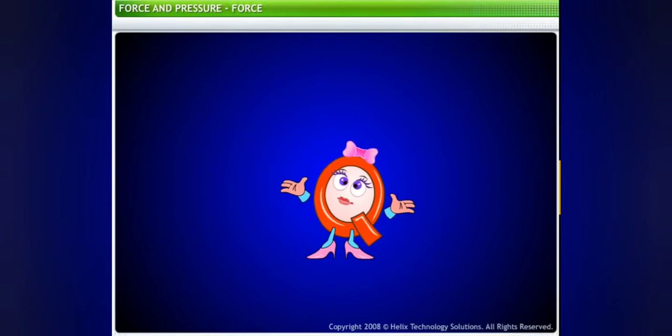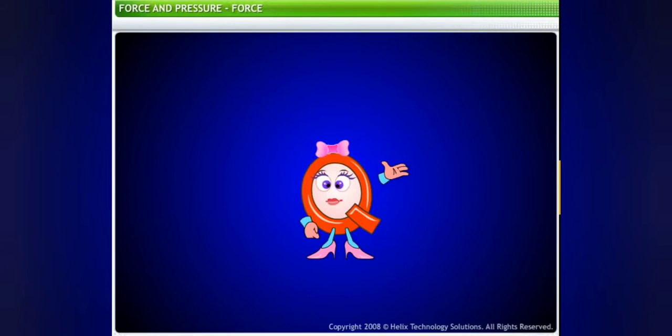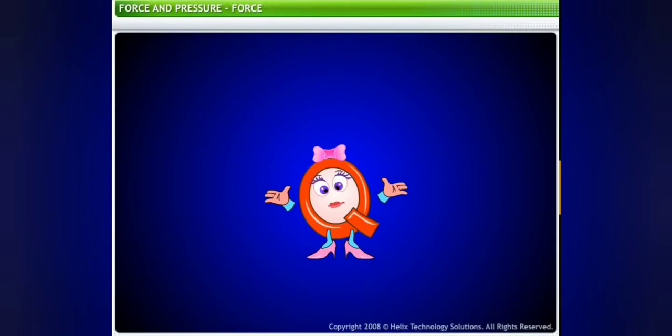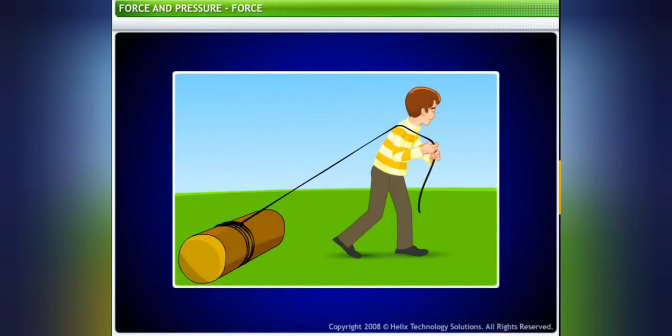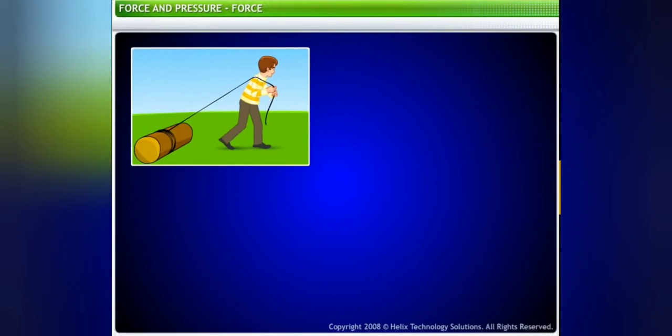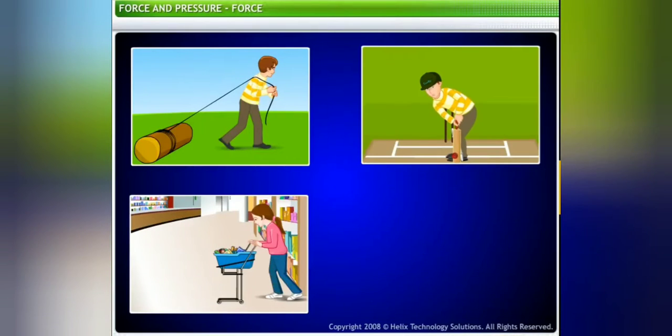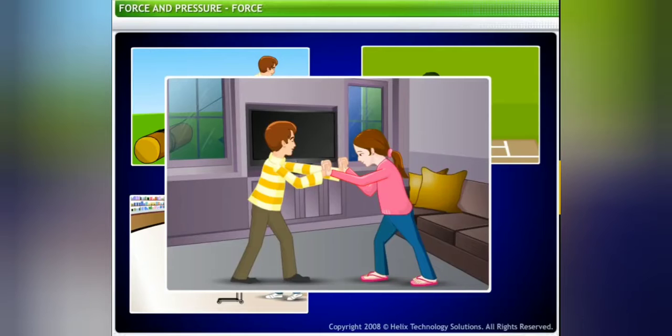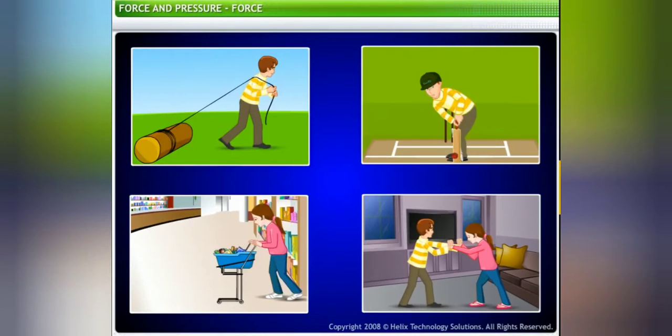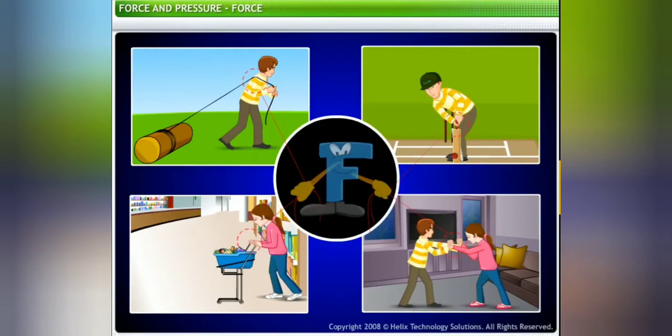Hi, I'm Miss Curious. I have a small quiz for you today. Observe with me my friends, James and Tina, who are involved in some activities. What do you think is common in all these scenarios? In all these scenarios, force is being applied to move or stop a body. However, the force applied is of different types.